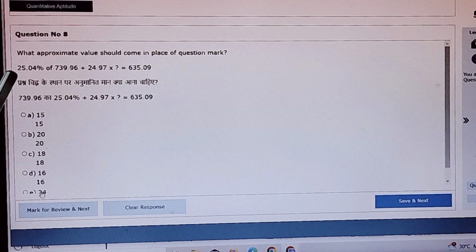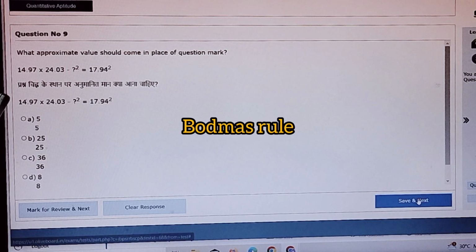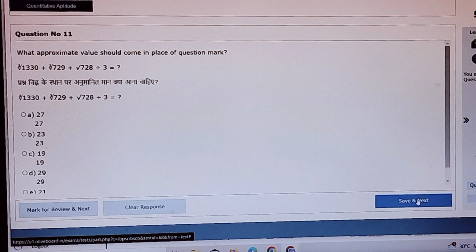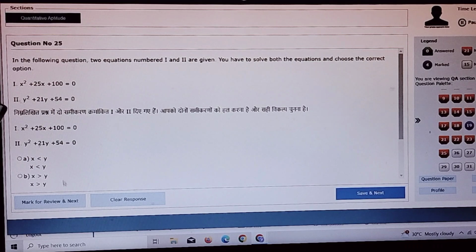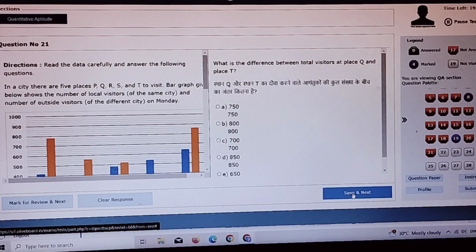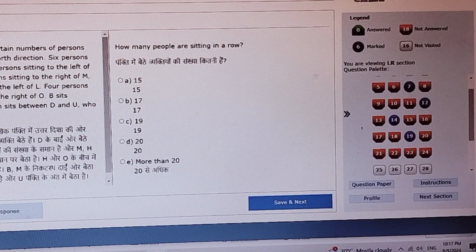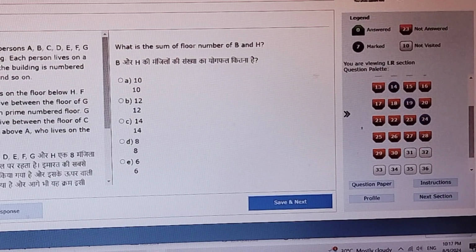The same approach applies to the quantitative section. Start with simplification and approximation, keeping in mind the BODMAS rule, which is crucial here. Next, move on to quadratic equations, followed by data interpretation and number series or wrong number series. Finally, address word problems. It is very important to use the mark for review option. Whenever you come across questions you find particularly important, mark them for review and tackle them accordingly.